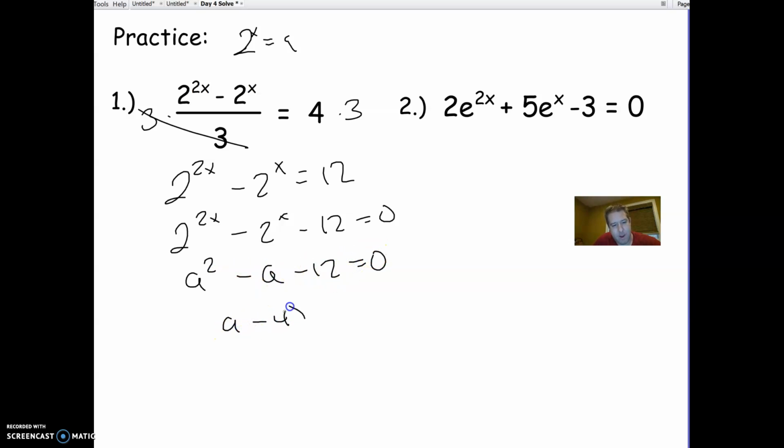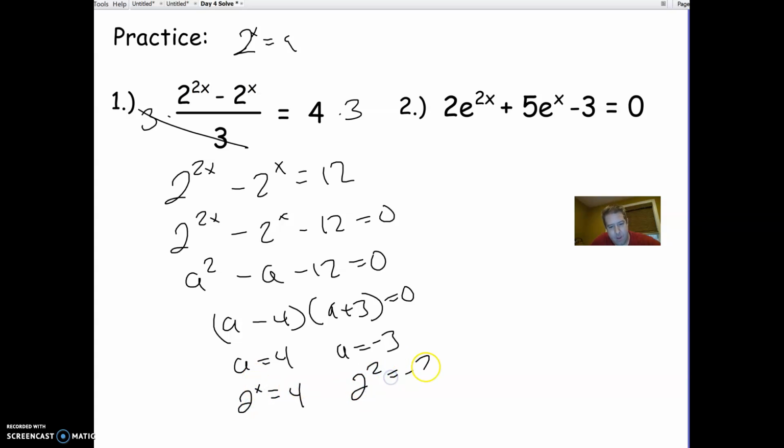So that gives me a minus 4 and a plus 3. So that means a can be 4 or negative 3. Now, when I replace it back with 2 to the x, then log base 2 on both sides, and log base 2 of 4 is 2. So that's one real answer.